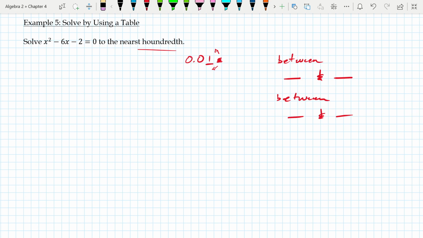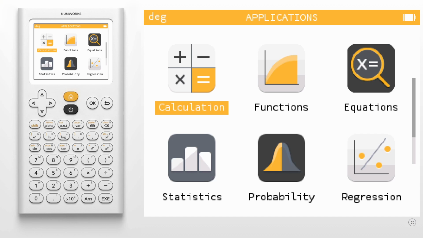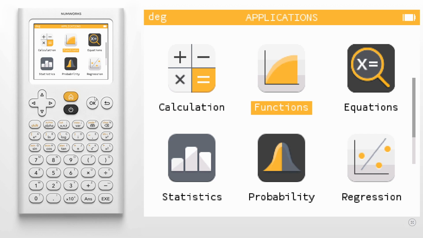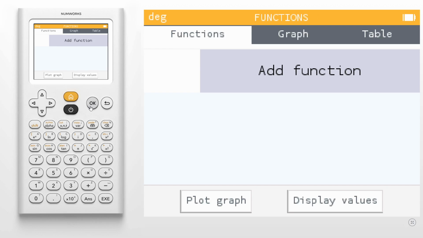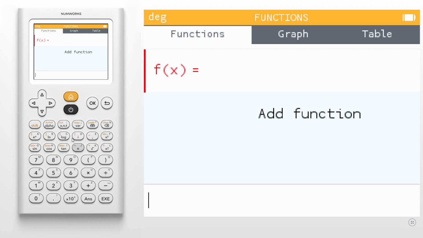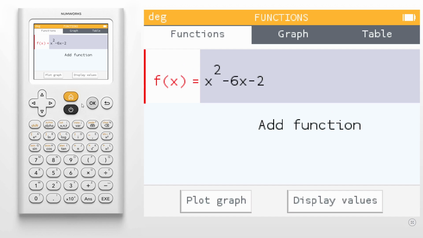I am going to show you how to do this on NumWorks. So the first thing I'm going to do is go to NumWorks, and I'm going to go to the Functions tab, click OK, and OK again to add a function. And I'm going to go ahead and type in x squared minus 6x minus 2, and that is equal to 0. So we should be good. Go ahead and click OK.